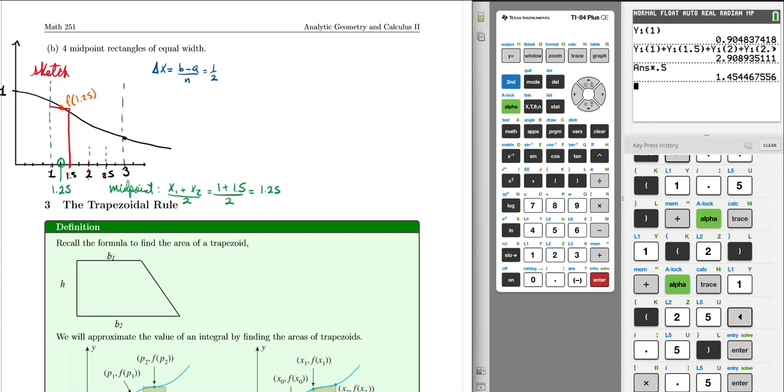So what is the midpoint between 1.5 and 2? Again, we can go ahead and use our midpoint formula, but there's a quicker way. Remember that we're still dealing with an equal width for our rectangles, so what we can do here is simply take the 1.25 and add the delta x, which is 1/2. So what is 1.25 plus 1/2 or 0.5? Well, it is 1.75.